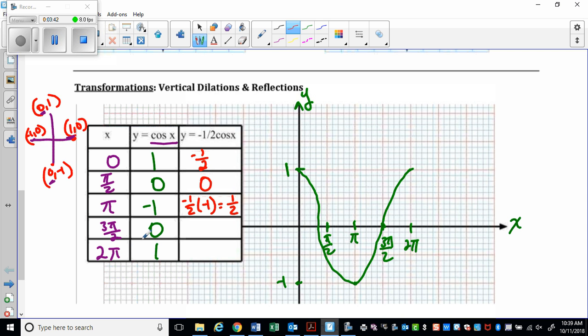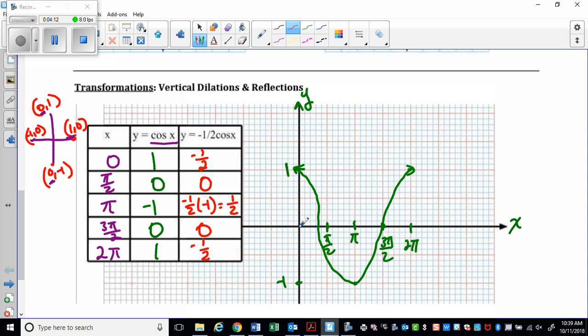At 3 pi over 2, my cosine is 0. Negative 1/2 times 0 is just 0. And then at 2 pi, my cosine is 1, so it's negative 1/2 times 1, which is just negative 1/2. And I'm going to graph it on this so you guys can see what the difference looks like. I'm sorry, I need arrows because these go on forever. So I'm just going to put those arrows. They go on infinitely.